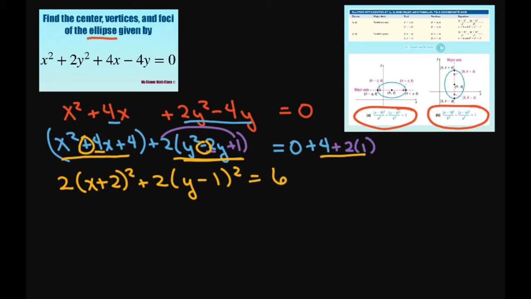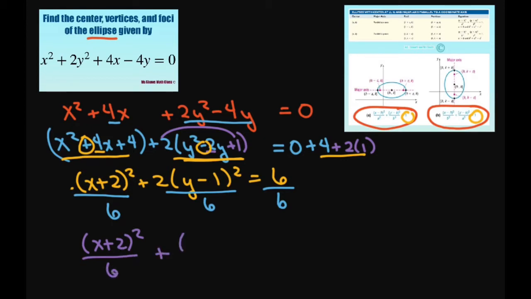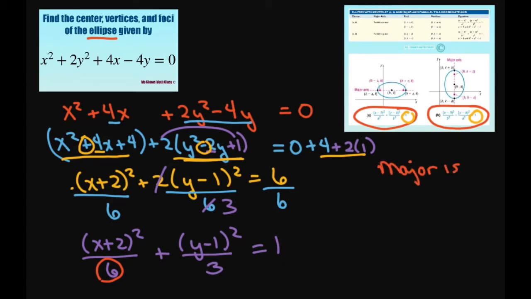And now for our ellipse, we have to get a 1 here. So we're going to divide each term by 6. This is going to give us x plus 2 squared divided by 6 plus y minus 1 squared divided by 3, because 2 goes into 6 three times, equals 1. Now, this is going to be an ellipse. The major axis is horizontal because it has the bigger number.